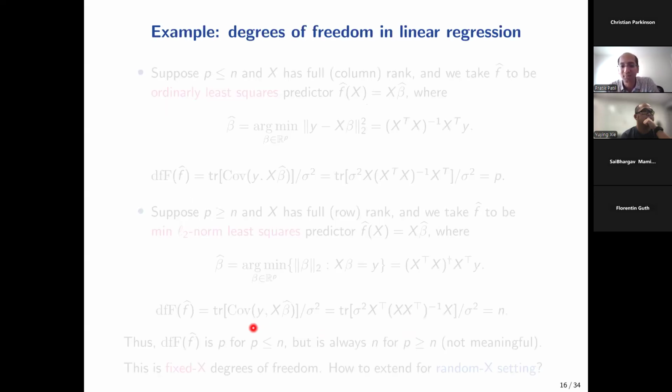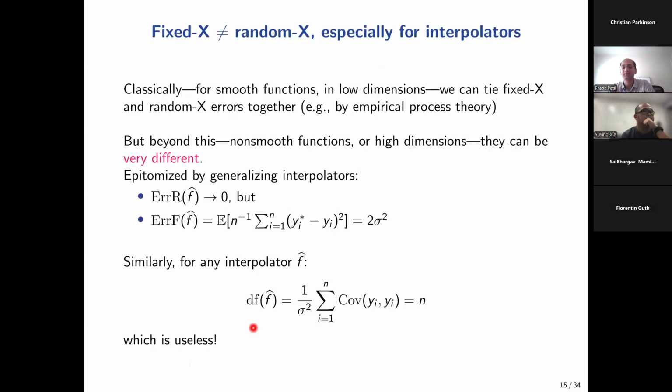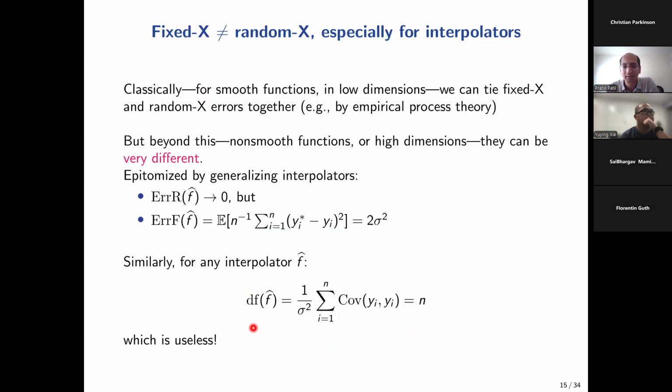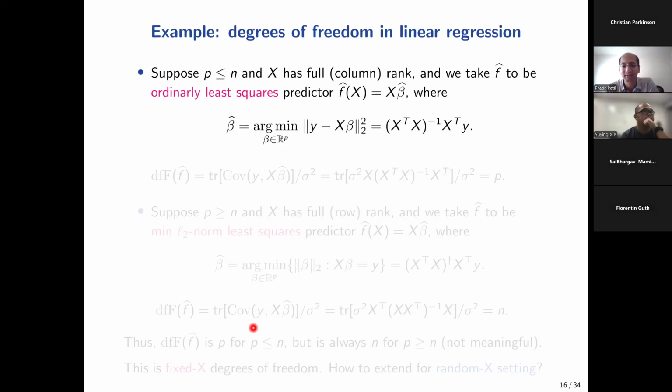And so what we are basically going to do is extend that notion to random X degrees of freedom. As an example, I can repeat this. We did this before: for linear regression in the underparameterized regime, you can do this calculation and you'll always get P, and P is smaller than N, that makes sense.